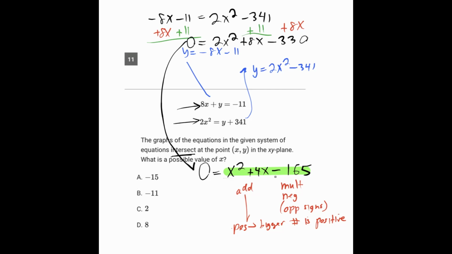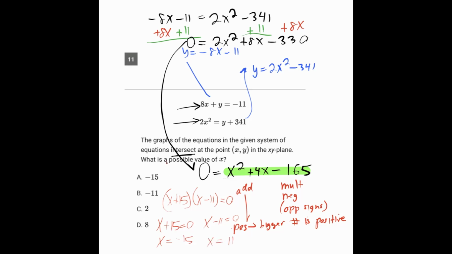And it took me as long as this to figure out that this factors to x plus 15 and x minus 11, because those are the two numbers that would add to positive 4 and multiply to negative 165. Now we have our zero product rule, which says that we're going to set each of these equal to 0, and we'll get x is negative 15 and x is positive 11.